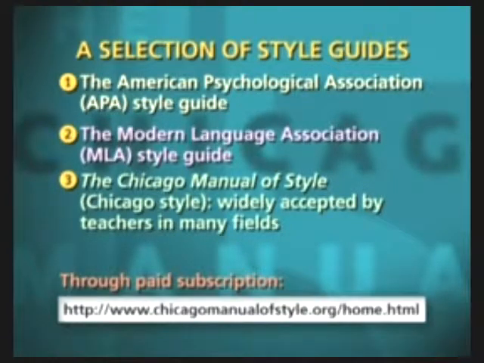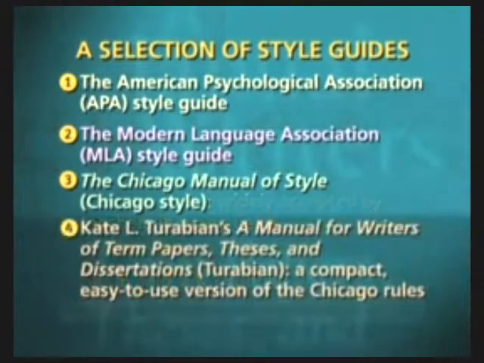Again, there's an online version of the Chicago Manual, but in this case, it's only available through paid subscription. The web address is http://www.chicagomanualofstyle.org/home.html. Finally, a favorite style guide among many teachers and students is a little book by Kate L. Turabian called A Manual for Writers of Term Papers, Theses, and Dissertations. Usually this book is referred to simply as Turabian.